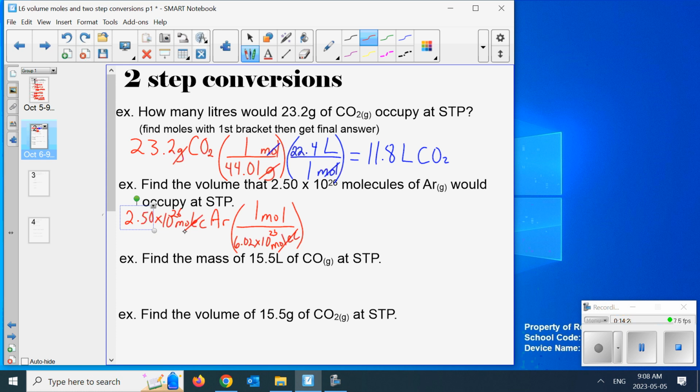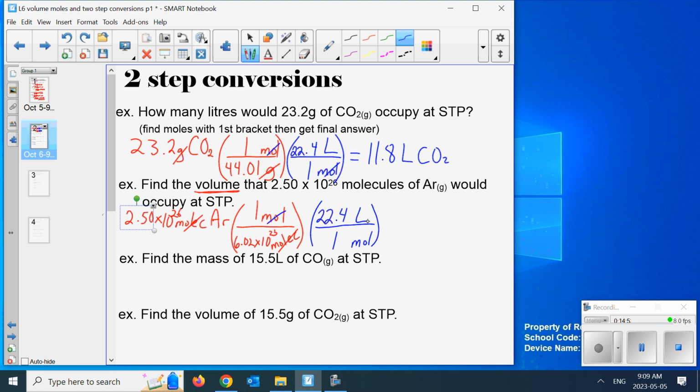But I don't want to stop here. I want volume. Volume is measured in liters. It's a gas, so I'm going to use 22.4. So, what do I want to get rid of? I'm going to get rid of moles. And I know that there's 1 mole for 22.4 liters. What I want to keep is always on the front. So, this will be 2.5 10 to the 26.